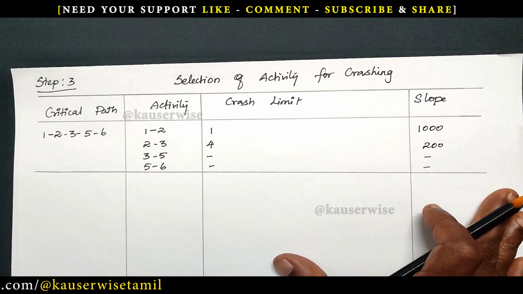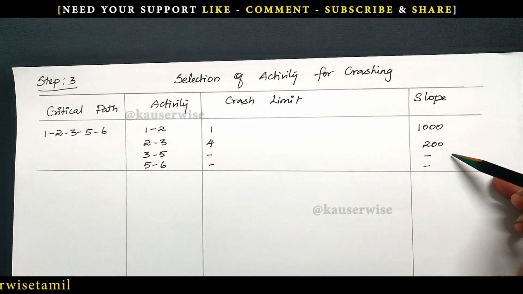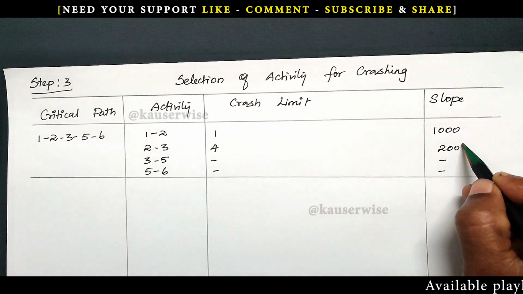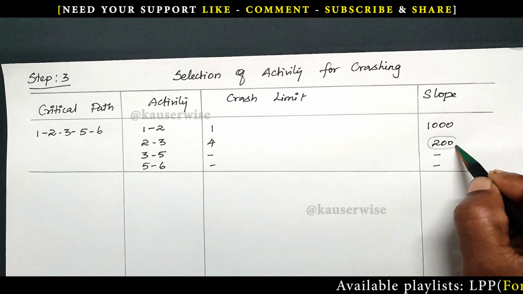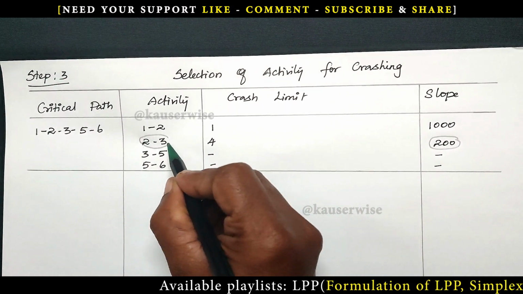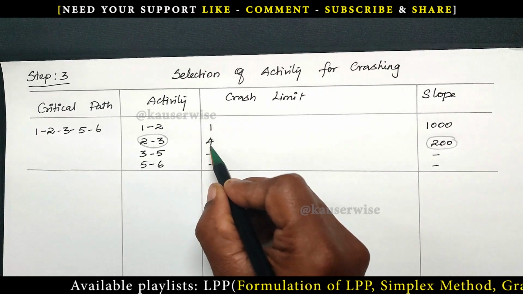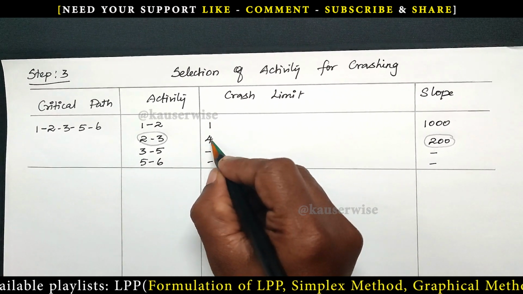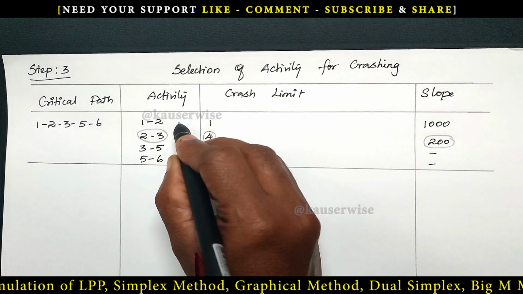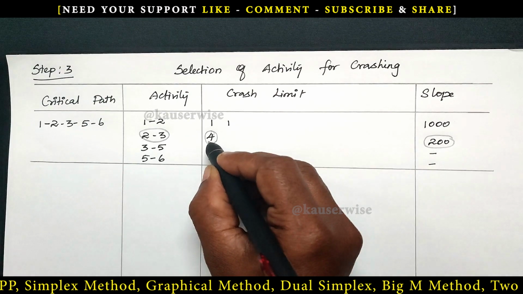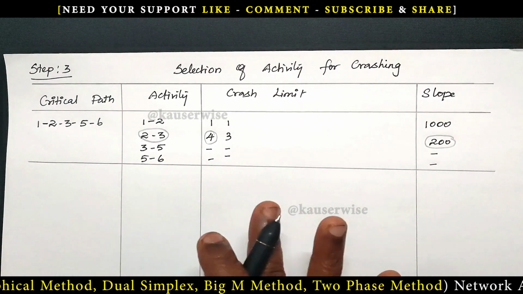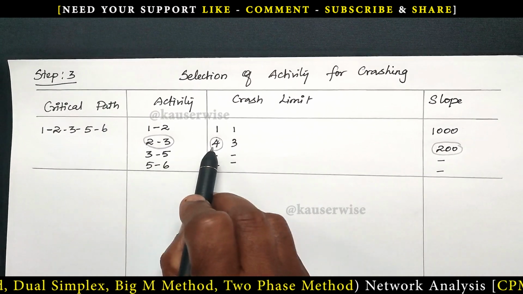Okay. Now we need to select the least cost slope for crashing the activity. So which is the least value? 200 is the least value. So I am going to crash this particular activity, that is 2 3. For 2 3, the maximum crash limit is 4 days. You can crash 4 days. First, I am going to crash 1 day, then it will become 3 days. There is no change in the first activity. Enter 1. So I have decided to crash activity 2 3 by 1 day.